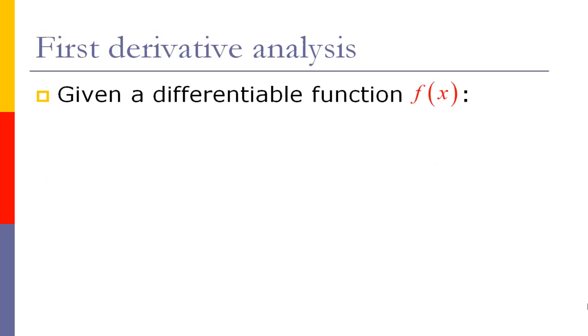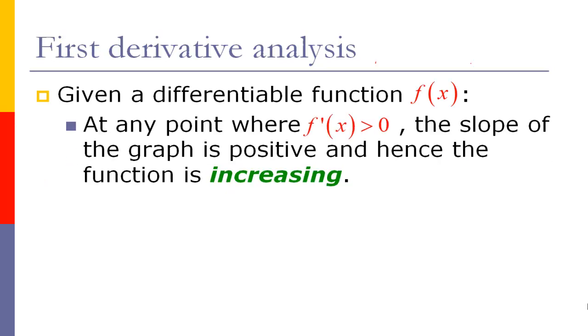So if we have a differentiable function f of x, at any point where the derivative of the function is positive, well, what's the derivative? The derivative is just the slope of the function. So if the derivative is positive, it means that the slope is positive, and therefore the function is going up.